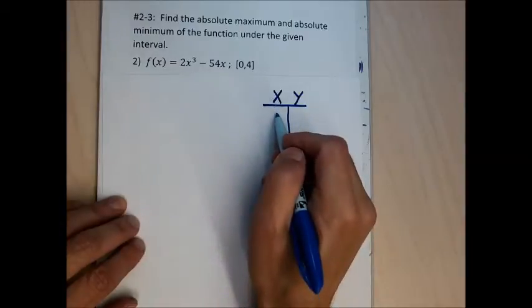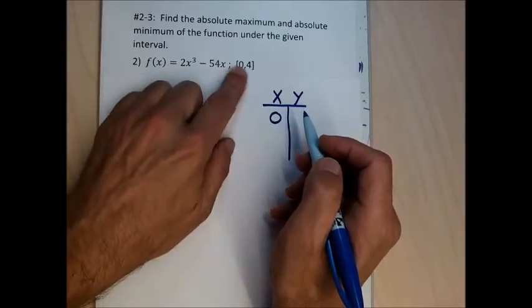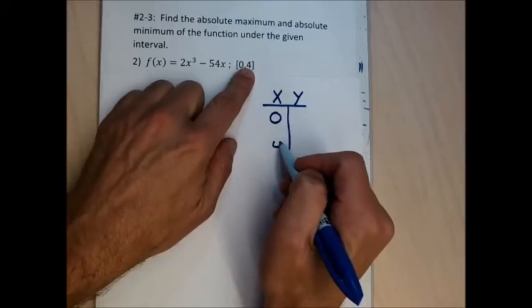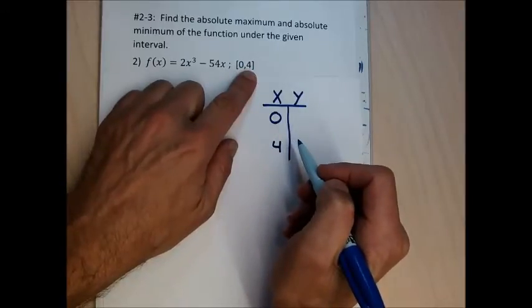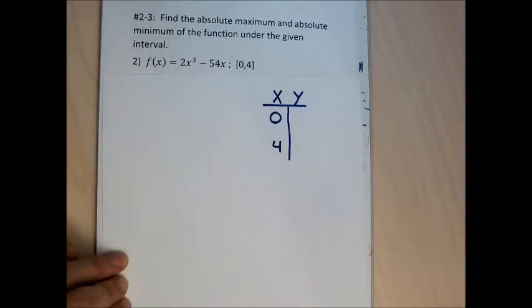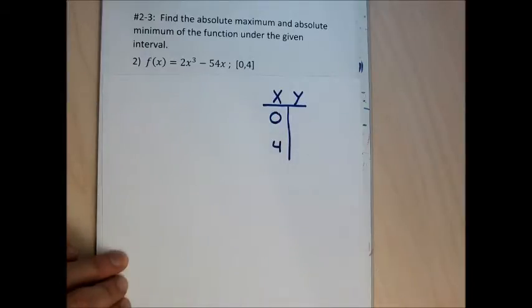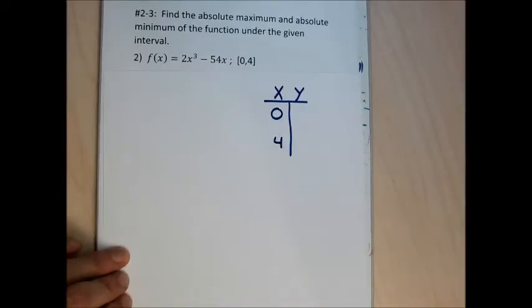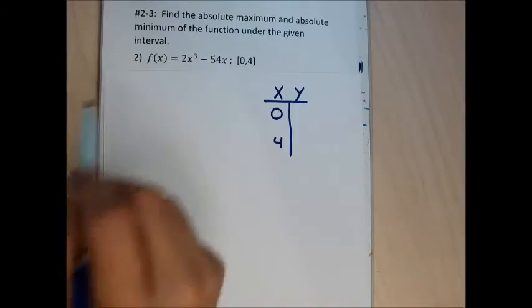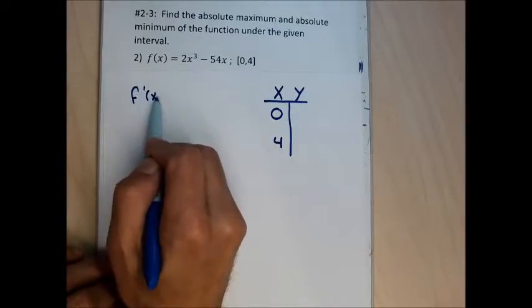In the top of my table, I'm going to put x equals 0 for the 0 that's written there. At the bottom of my table, I'm going to put 4 for the 4 that's written there. So I'm only looking at this function between x equals 0 and x equal to 4. These are candidates for the absolute maximum and the absolute minimum. The only other candidates are values between 0 and 4 where the derivative is equal to 0. So I'm going to take the derivative of this function.